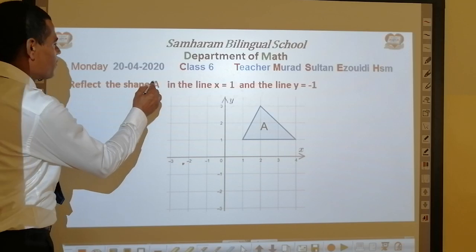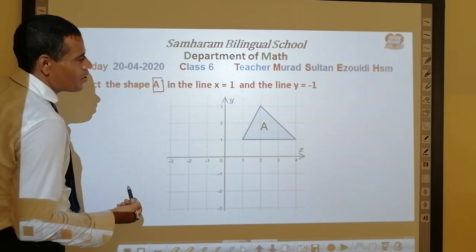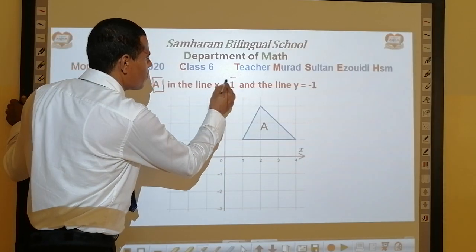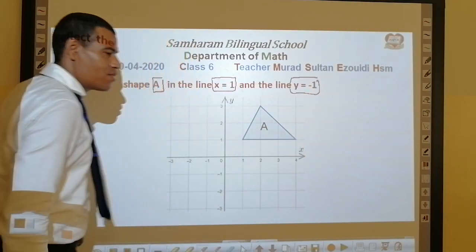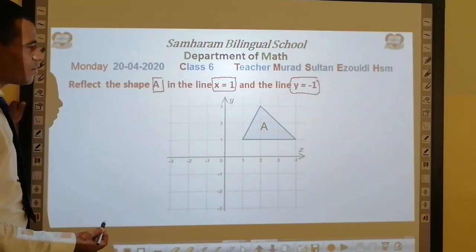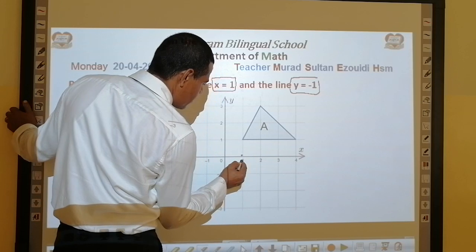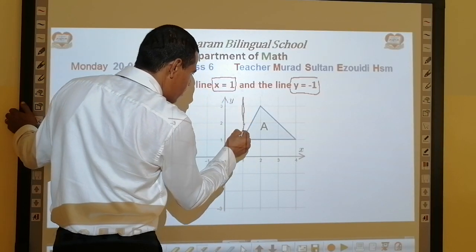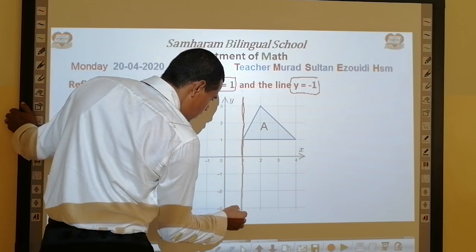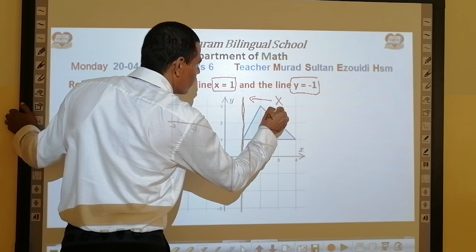We have a 2D shape, a triangle A, to reflect in the lines x equal 1 and y equal -1. We have two lines of reflection. The first line is x equal 1. This is x equal 1, my kids.